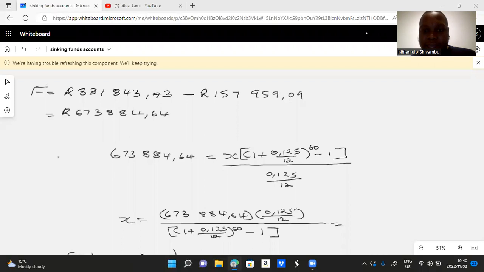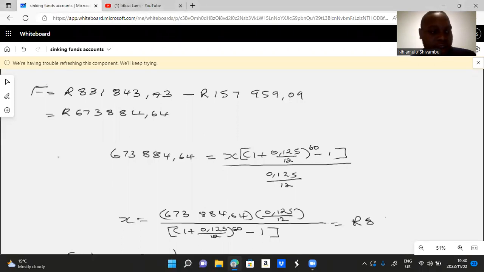And the value of the installment is equal to 8,141.38. So this means that in order for the company to reach their target of 673,884.64, they need to make an installment of 8,141.38 monthly. So that is an example of a sinking fund question.